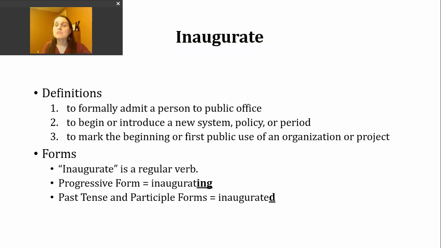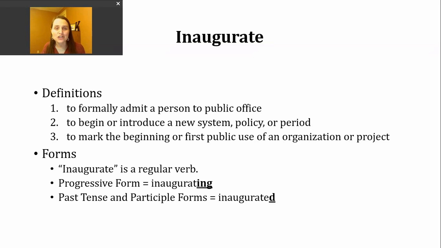A second way you might hear the verb inaugurate used is to mean to begin or introduce a new system, policy, or period. Sometimes you might encounter this word in history books as they talk about, again, new systems, new policies that come into being. But that particular usage isn't maybe something you hear all the time. A third way you might hear this verb inaugurate used is to mean to mark the beginning or the first public use of some type of organization or project.